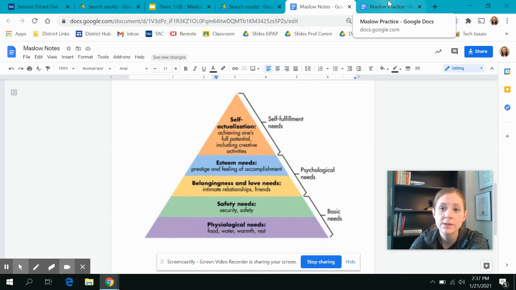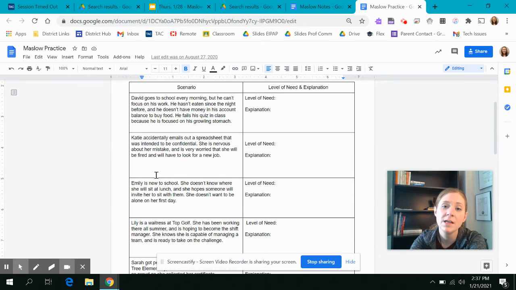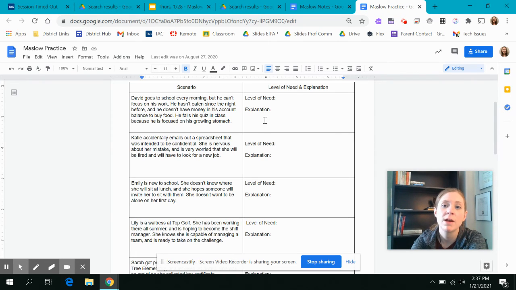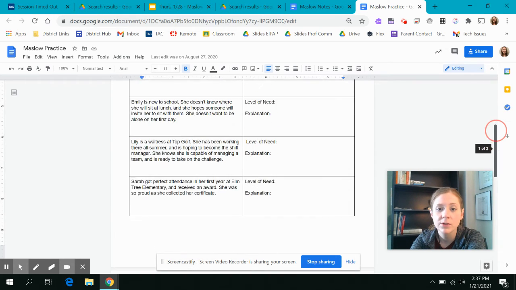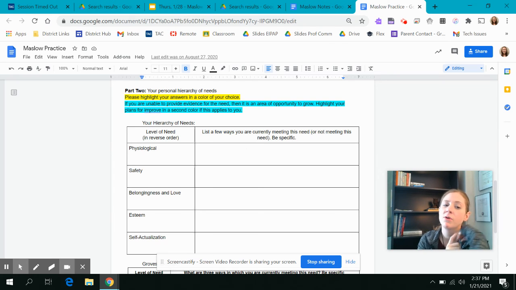When you are done with the notes, you are going to open up the practice, and what you'll see is that I have given you several different scenarios of people who need something, and you're going to decide, based off of Maslow's pyramid, what level of need they are at and how you know that. So you're going to write their level of need in your explanation. Be sure to highlight your answers as you're going through. And then at the bottom, you are going to talk about how you might not currently have your needs met in some of these levels of need. They're in reverse order. I wanted to go from basic all the way down to the most complicated, which is self-actualization.